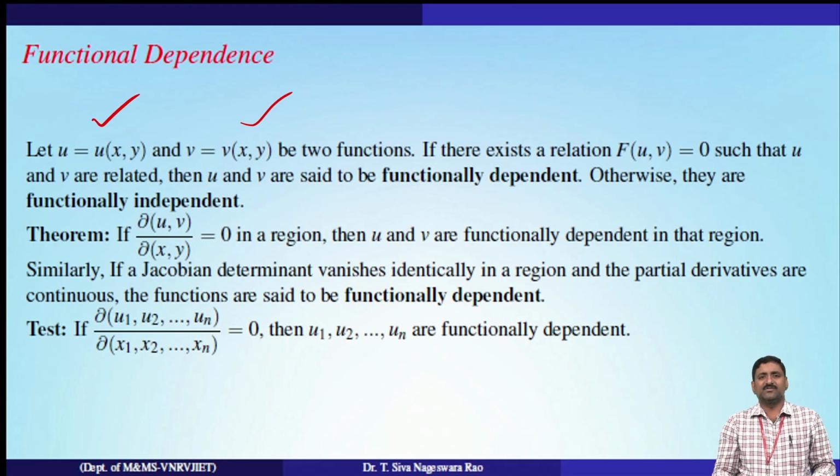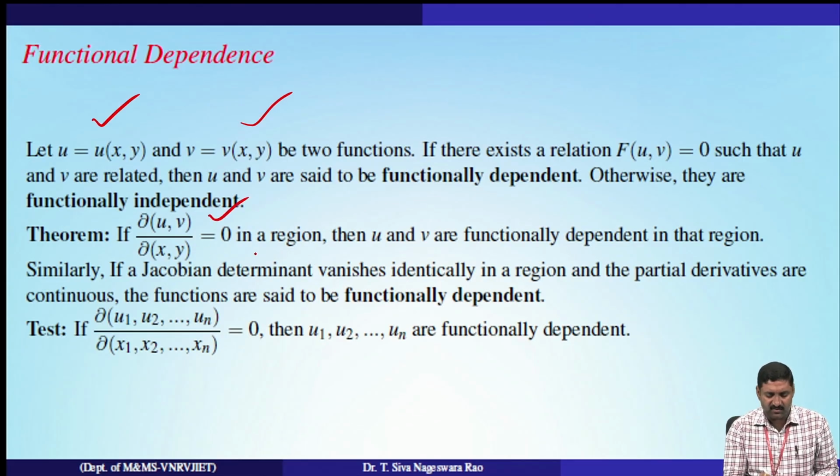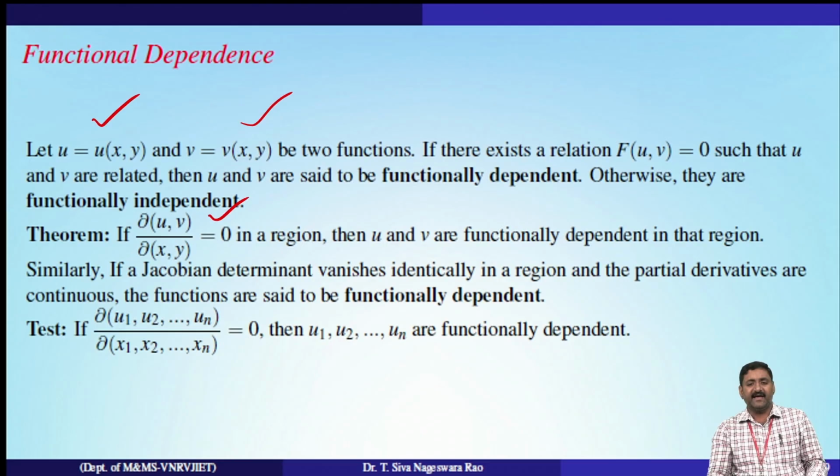Now, we say two functions u and v are functionally dependent if their Jacobian is equal to 0, and hence we can create some relation between u comma v. That is what this theorem means. If dou of u comma v by dou of x comma y is equal to 0 in a region, then u and v are said to be functionally dependent in that region.